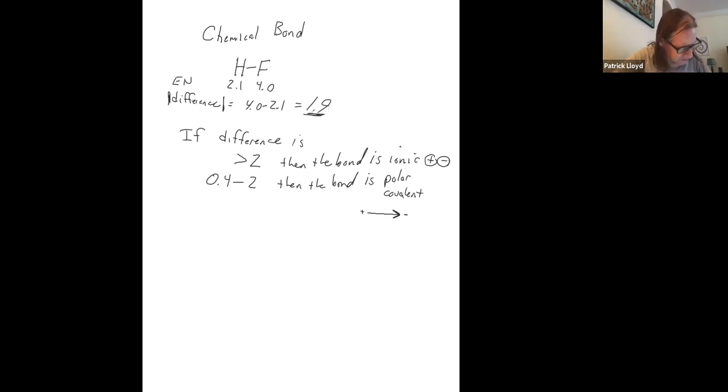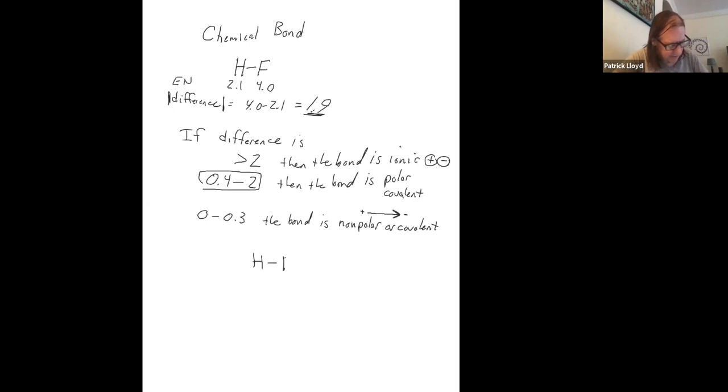If the difference is between 0 to 0.3, the bond is non-polar. Okay, or just covalent, depending on what terminology the people you're talking to want to use or prefer to use. Okay, so a difference of 1.9 clearly puts it in this range here. So we can represent that bond as being polar. You know, it's almost ionic, right? HF is almost ionic.